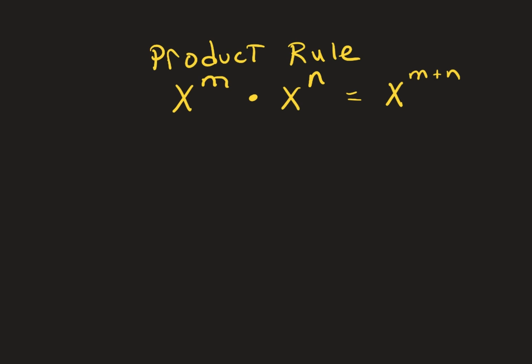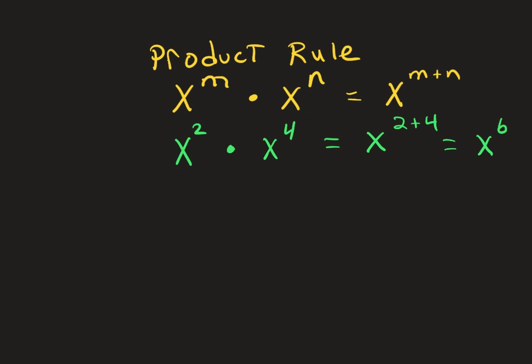So for example, if we have x squared times x to the fourth, in both cases the base is x. So the product rule says the base is going to remain the same, and you are going to take the two exponents and add them together. So x squared times x to the fourth is equal to x to the 2 plus 4, which is equal to x to the 6th. And that's your solution to that one.